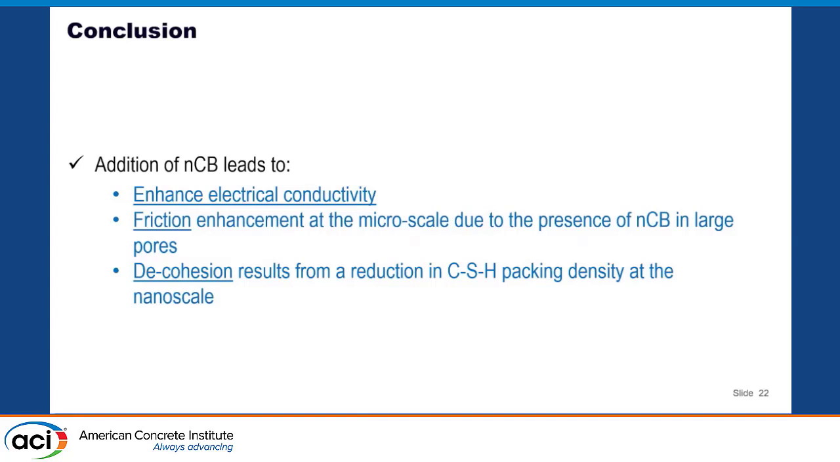So the conclusion: the addition of nanocarbon black led to enhanced electrical conductivity of ultra-high performance concrete and led to enhanced friction at the macro scale. This is due to the filling of the micropores, and by that it can substitute the role of silica fume as a filler in ultra-high performance concrete. However, we have the decohesion. This decohesion resulted from the reduction of the CSH at the nanoscale.